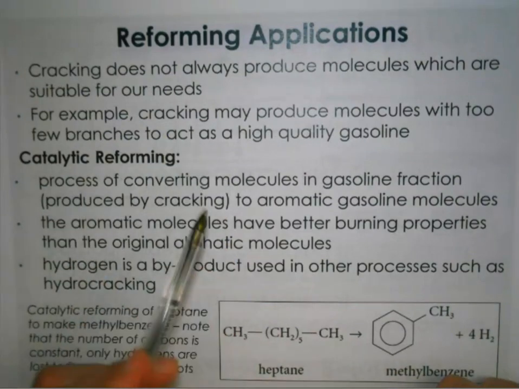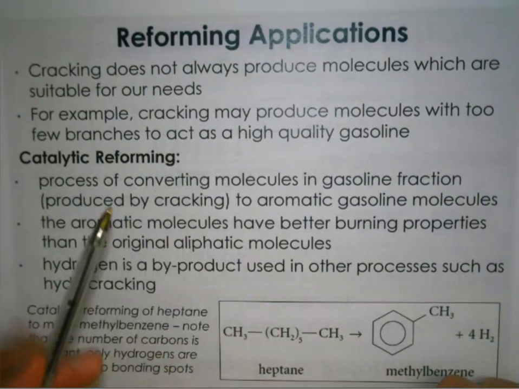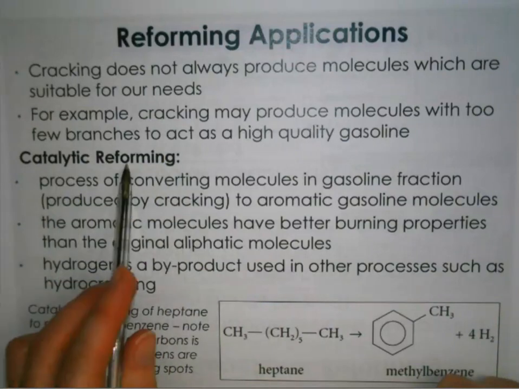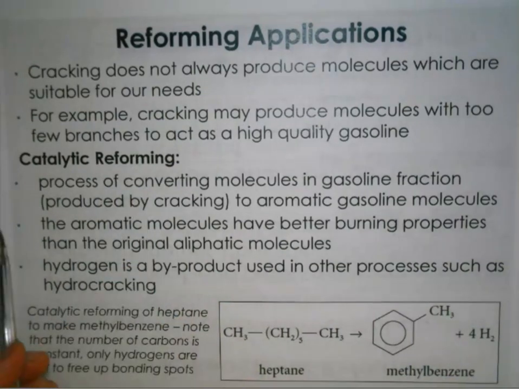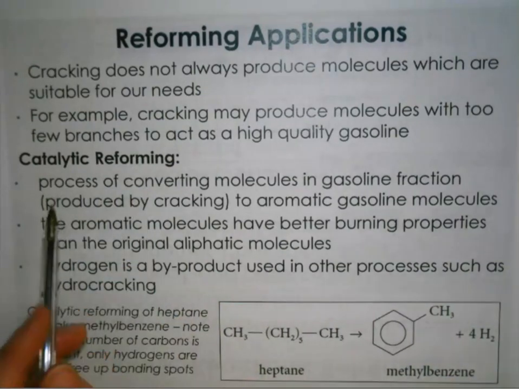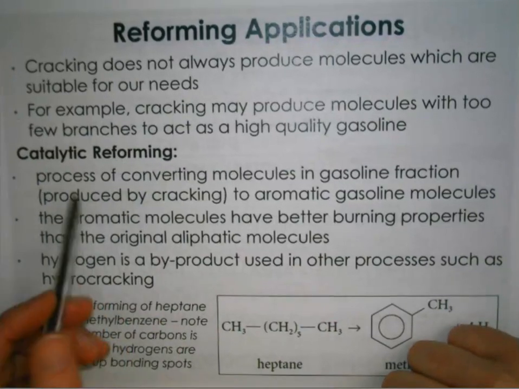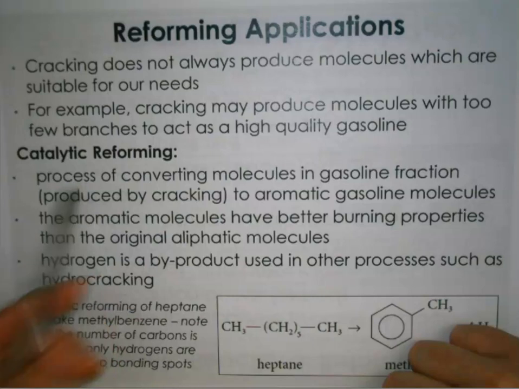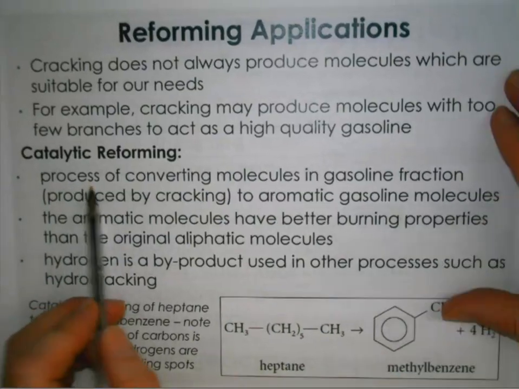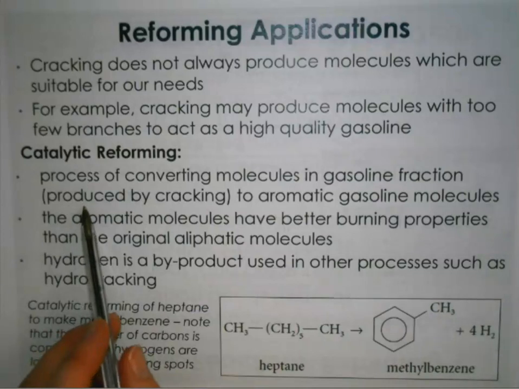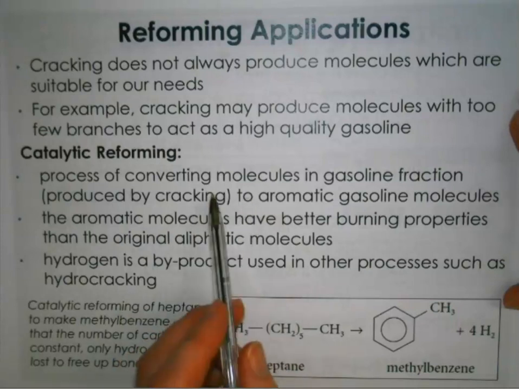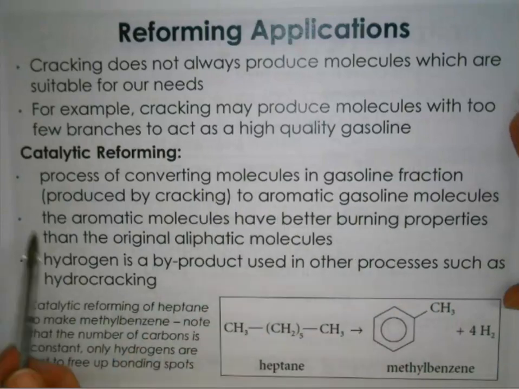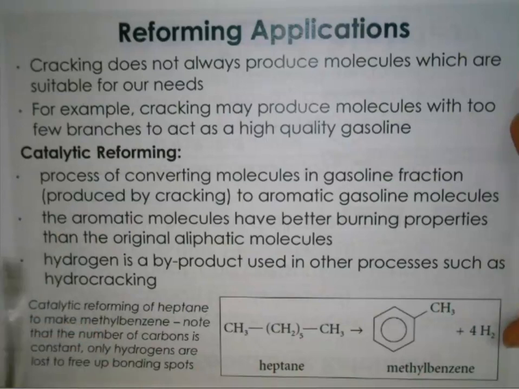So we're basically just trying to make substances that we know we want based on their chemical properties, which is why we do reforming. Catalytic reforming, just the way we looked at catalytic cracking, is where you use a catalyst to encourage the reforming reaction to happen. So this is the process of converting molecules in the gasoline fraction, right? We get those fractions produced by catalytic cracking, and we want to convert them into aromatic gasoline molecules, which have better burning properties than the original aliphatic molecules.